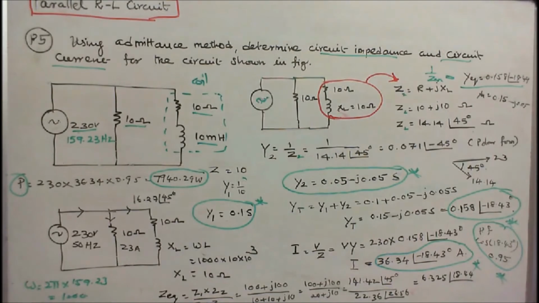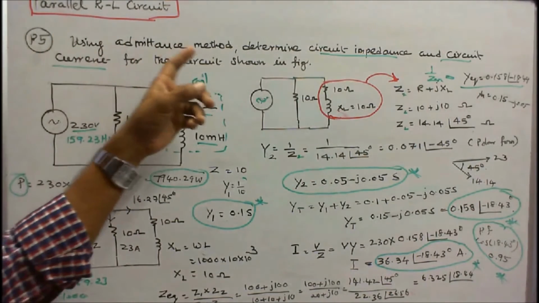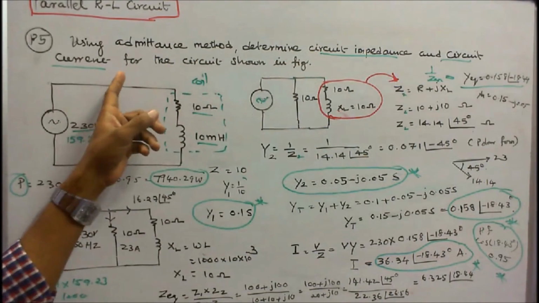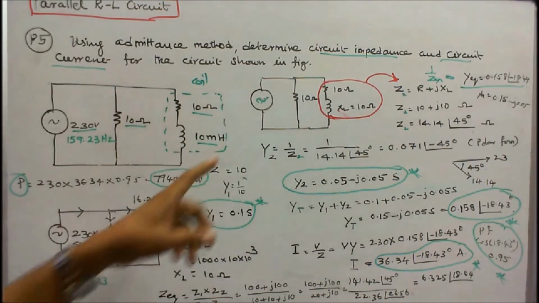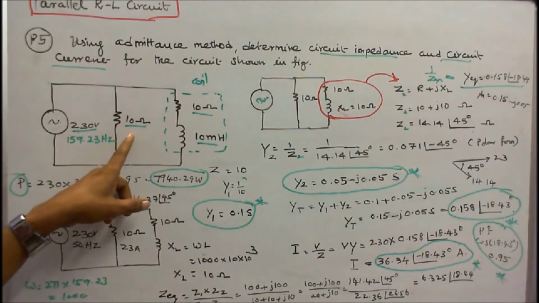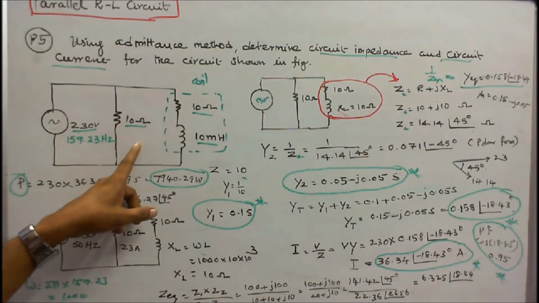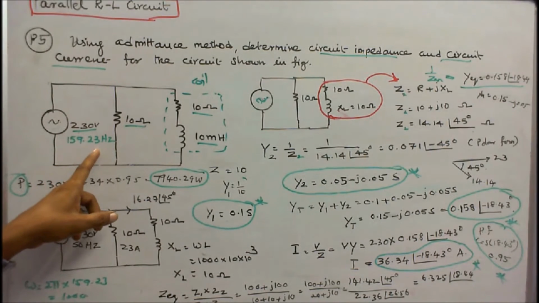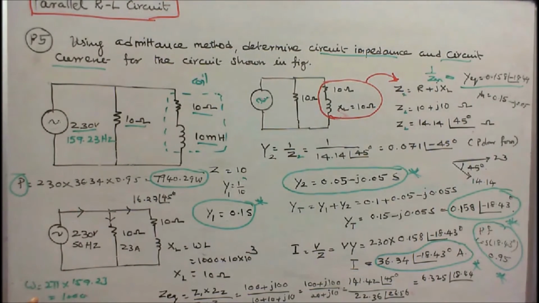Problem number 5. Using admittance method, determine circuit impedance and the circuit current for the circuit shown in figure. Here 10 ohm resistor and a coil are connected in parallel. Supply voltage is 230, frequency is 159.23 Hz. Omega is equal to 2 pi into F. Here F is given 159.23. Therefore omega is equal to 1000.